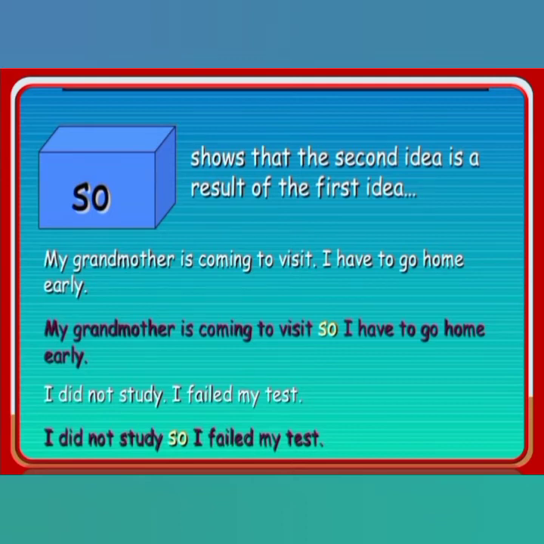Right? Similarly, another example is here. I did not study. Now first thing, what happened? That you did not study. So what will be the result? So I failed my test. So what is the result? That you failed in the test. I hope now so and the use of the conjunction so must be clear to you all.